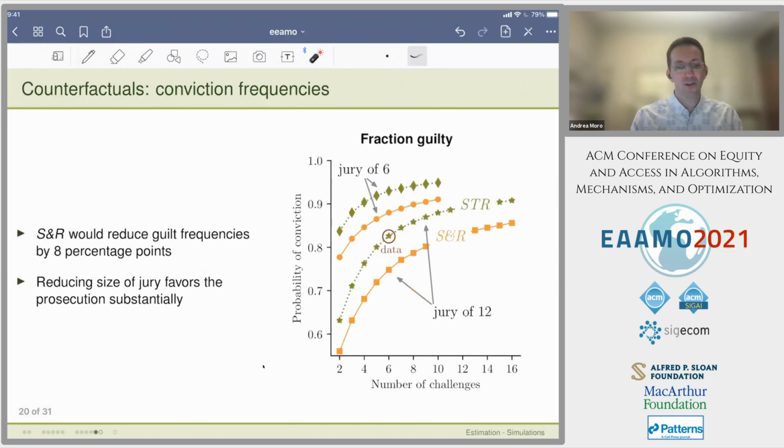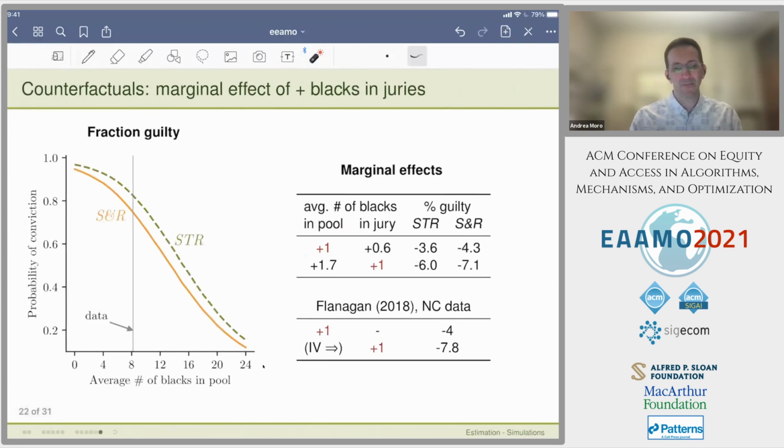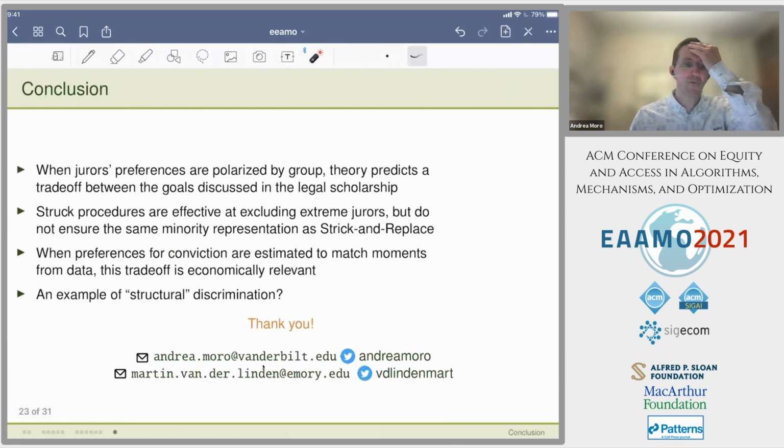And so to conclude, I'm going to skip some results here. To conclude, we find that when jurors' preferences are polarized, theory predicts a trade-off between the goals discussed in the legal scholarship, because struck procedures are effective at excluding extremes, but do not ensure the same minority representation. And when preferences are estimated to match moments from data, we find that this trade-off is economically relevant. Thank you.